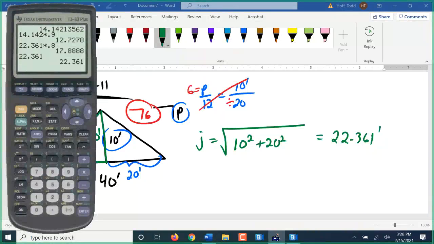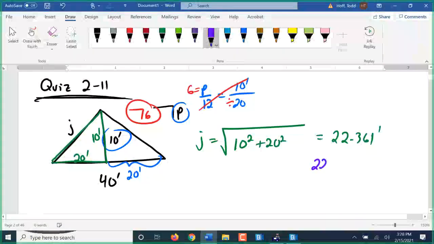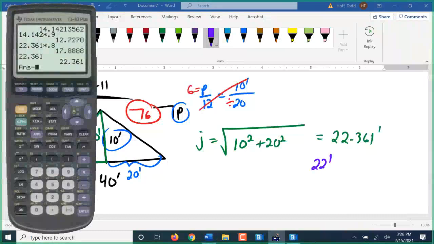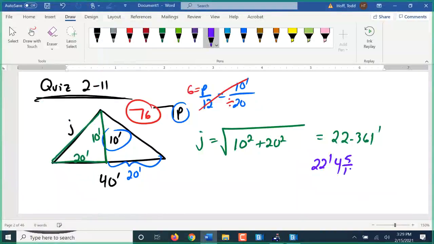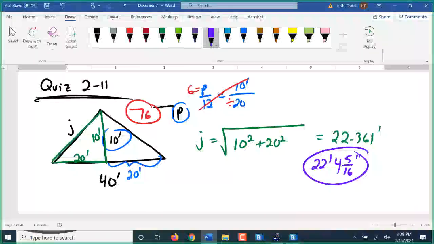What I'm going to do is take off the 22. That's 22 feet. What do I do to the 0.361? Times 12 gives me 4 inches. Take off the 4, leaving the 0.332. What do I do with that? Times 16, 5.3, so it's going to be 5/16ths. 22 feet, 4 and 5/16ths. Now, that is not on the quiz, but it's very similar to one.